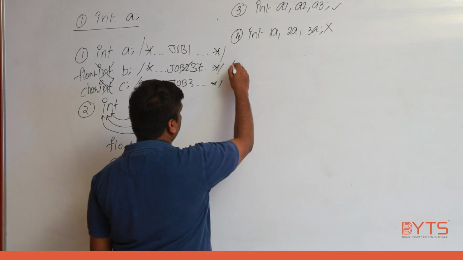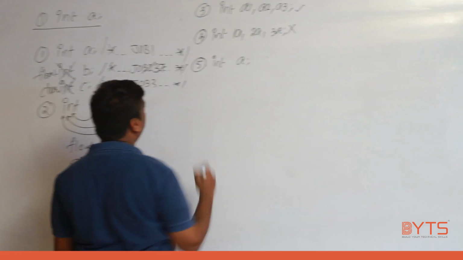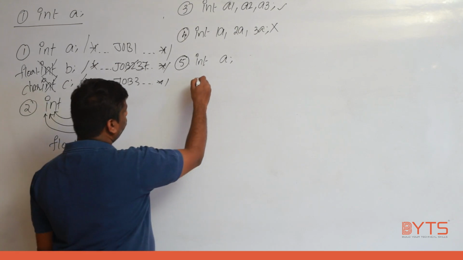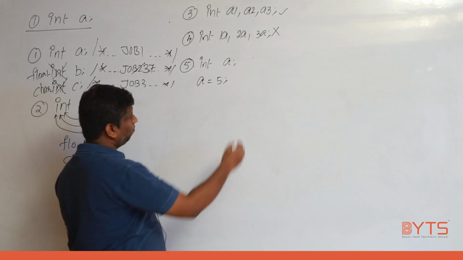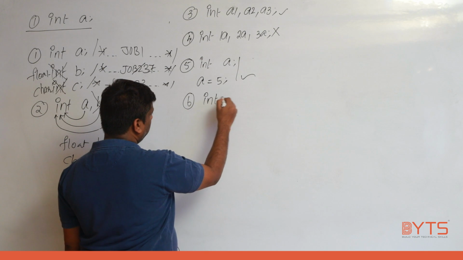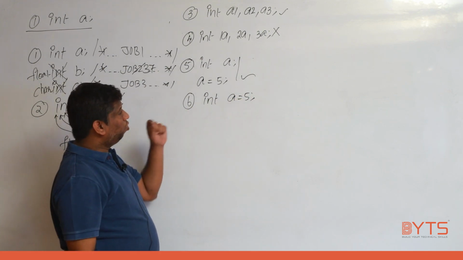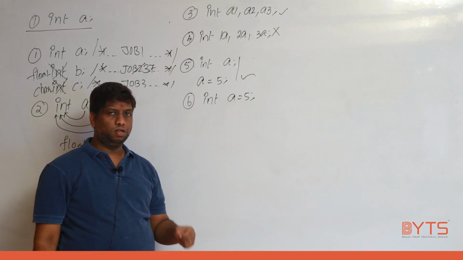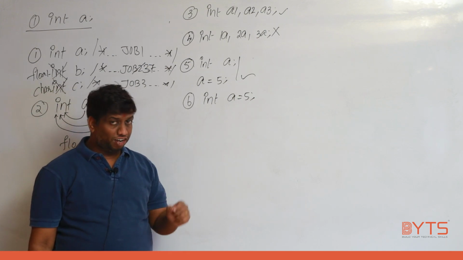Second point, try to understand. Now I am writing int a. Now I need to provide some value. How do you provide some value? a is equal to 5. Is this valid or not valid? Valid. Next, the sixth one: int a is equal to 5. Is this also valid or not valid? Valid. Now the fifth one and sixth one, are they the same or different? Both are different, remember?